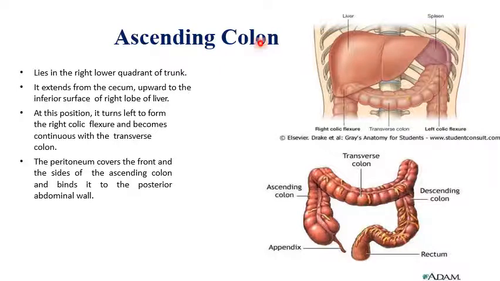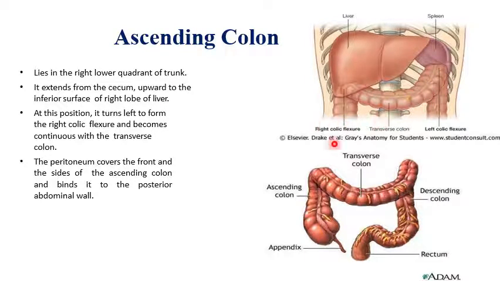The ascending colon lies in the right lower quadrant of the abdomen, and it extends from the cecum upward to the inferior surface of the right lobe of liver. Cecum से upward extend करता है up to the right lobe of liver के inferior surface तक. And at this position it turns to the left to form the right colic flexure. This is the right colic flexure, and it becomes continuous with the transverse colon. इससे continuous हो रहा है.